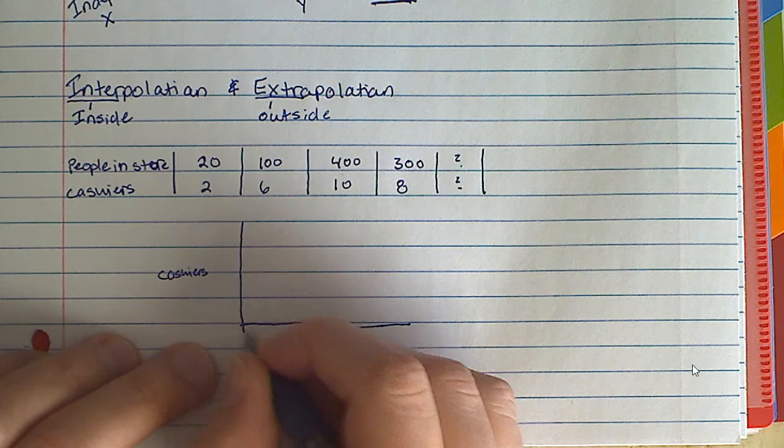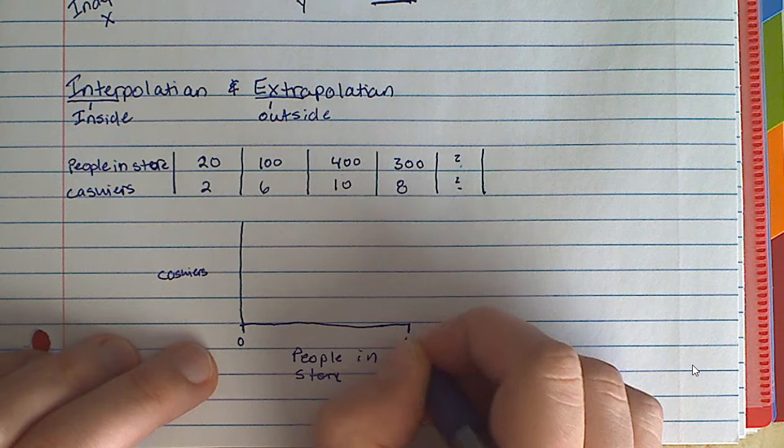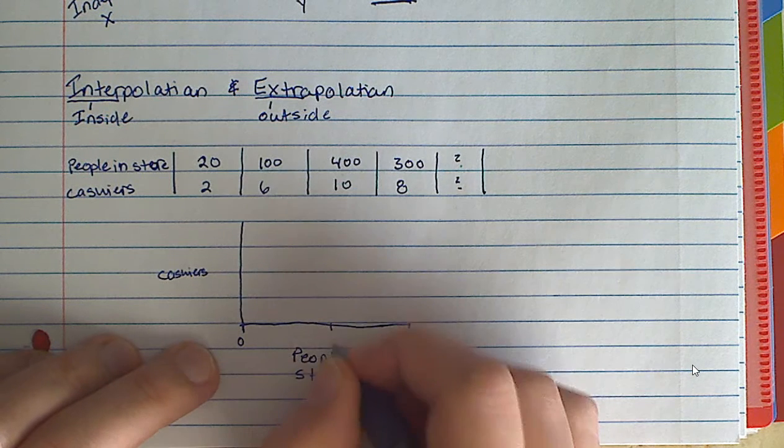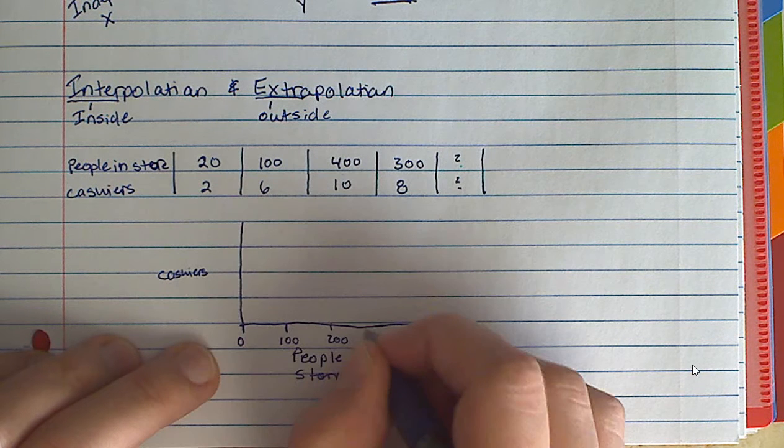So I'm going to have this be 0, and I'm going to have this go all the way over to 400. And then I'm going to cut this down in the middle at 200. I'm going to call this 100. I'm going to call this 300.